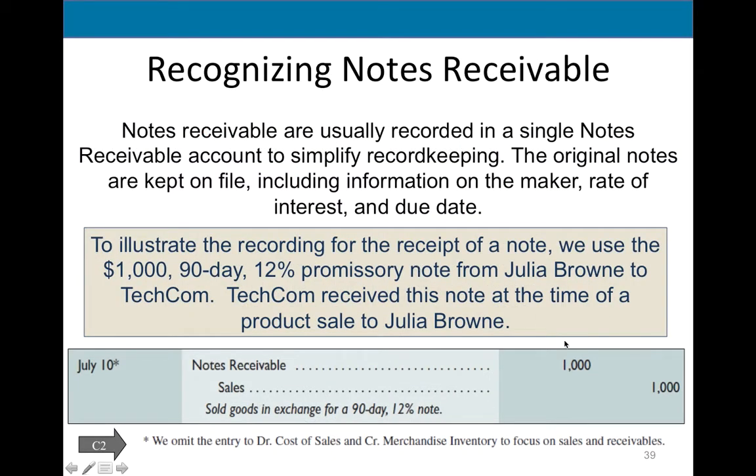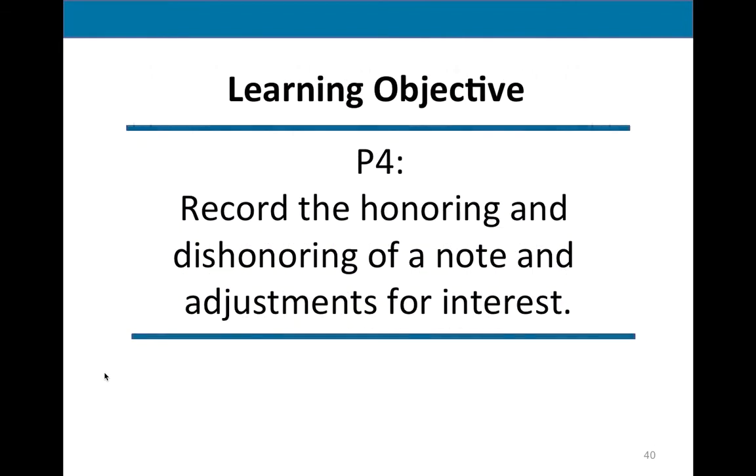So here is an example of a sale on a note. It's a riskier customer, Julia Brown. I don't want to give her accounts receivable because she doesn't have good credit or I never sold to her. So to protect myself, I'm making her issue and sign a note, and I will charge her 12% and I give her 90 days. So debit notes receivable, credit sales, July 10th.